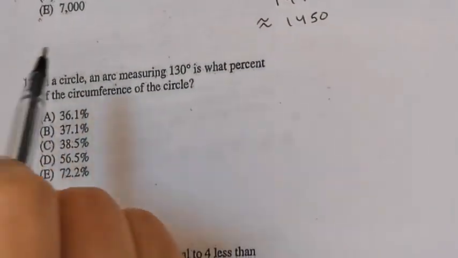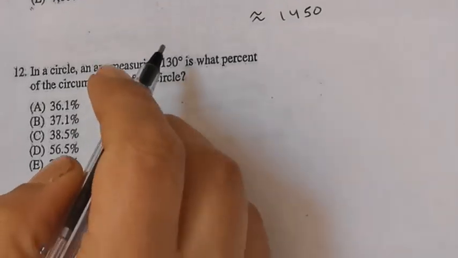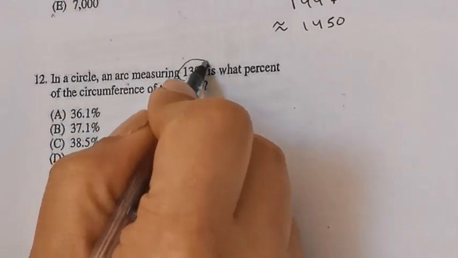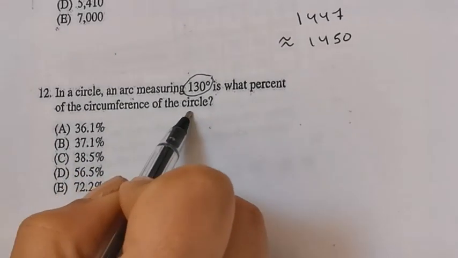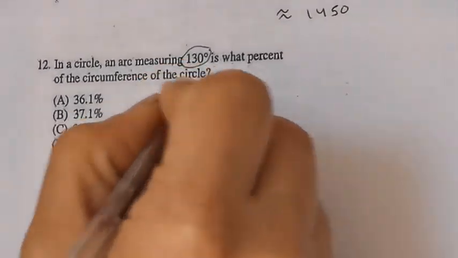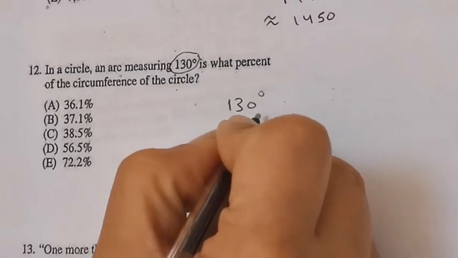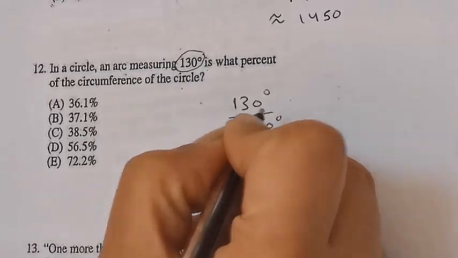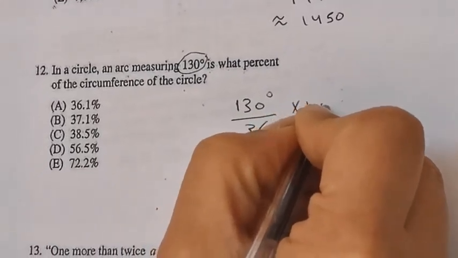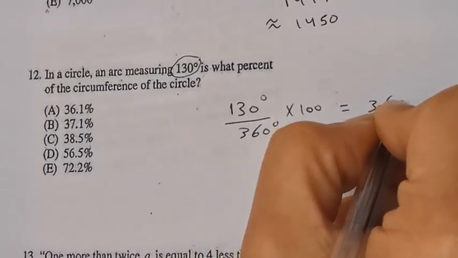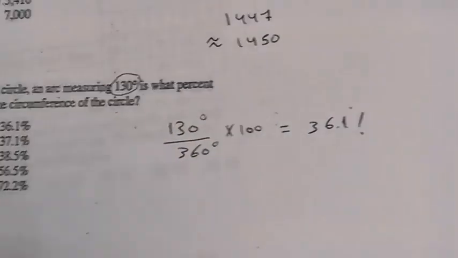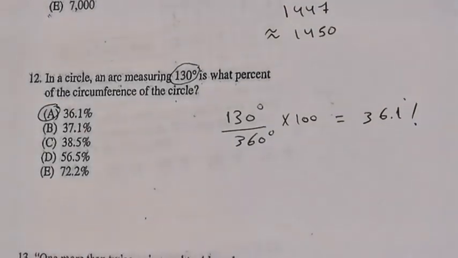Question 12. In a circle, an arc measure equal to 130 degrees is what percent of the circumference of the circle? Directly, you can say it's 130, part of 360. Multiply by 100, and the answer will be 36.1%. The answer is A.